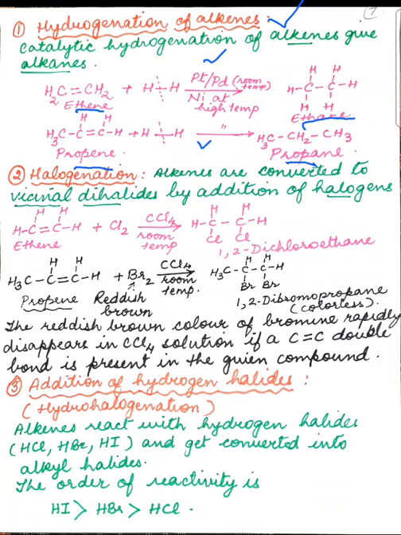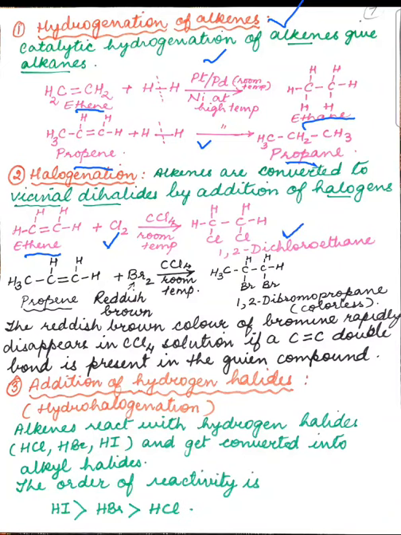Now let's see the next reaction, that is halogenation. Alkenes are converted to vicinal dihalides by addition of halogens. First we will see the reaction with chlorine. So ethene adds chlorine to form 1,2-dichloroethane, which is a vicinal dihalide.